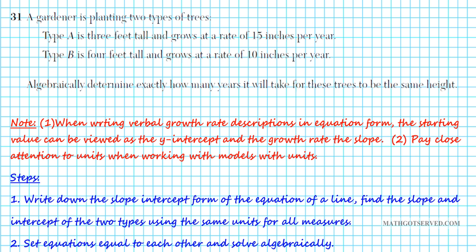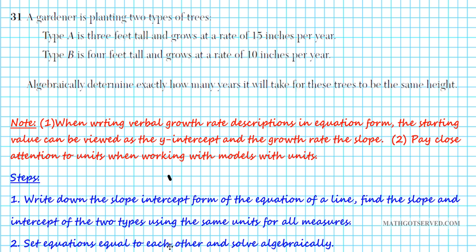All right, let's take a look at number 31. It reads, a gardener is planting 2 types of trees. Type A is 3 feet tall and grows at a rate of 15 inches per year. Type B is 4 feet tall and grows at a rate of 10 inches per year. Algebraically determine exactly how many years it will take for these trees to be the same height.